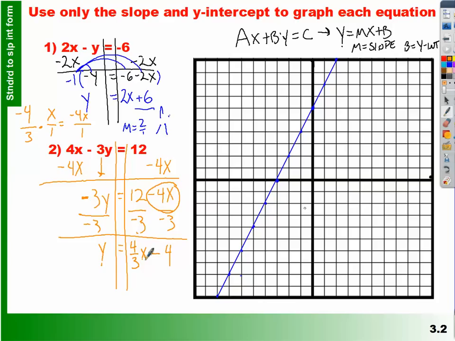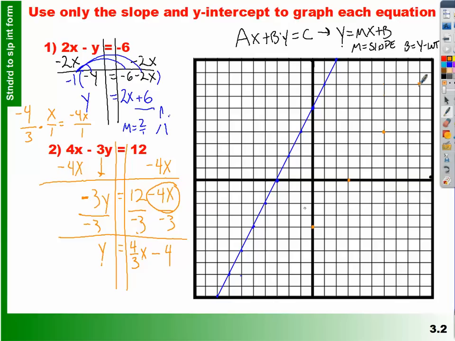So now it's time to graph. So my y-intercept is negative 4. So here's 0, 1, 2, 3, 4. And my slope is 4/3. That is rise of 4, run of 3. So it's up 4, 1, 2, 3, 4, to the right 3, 1, 2, 3. Up 4, right 3. Up 4, right 3.